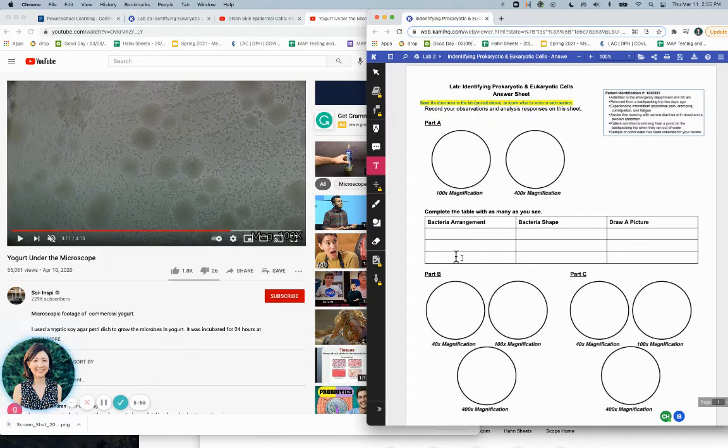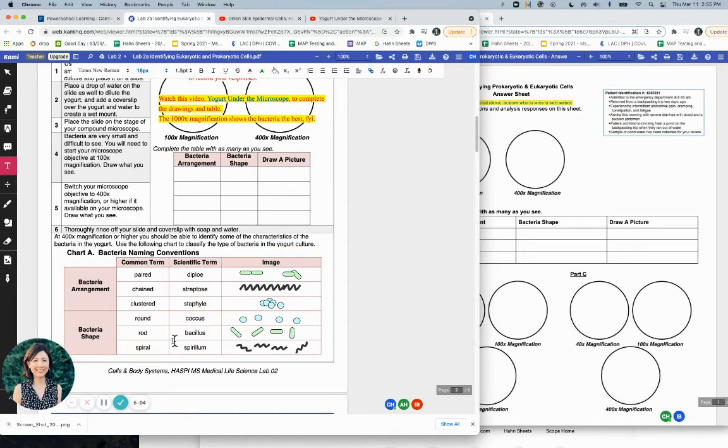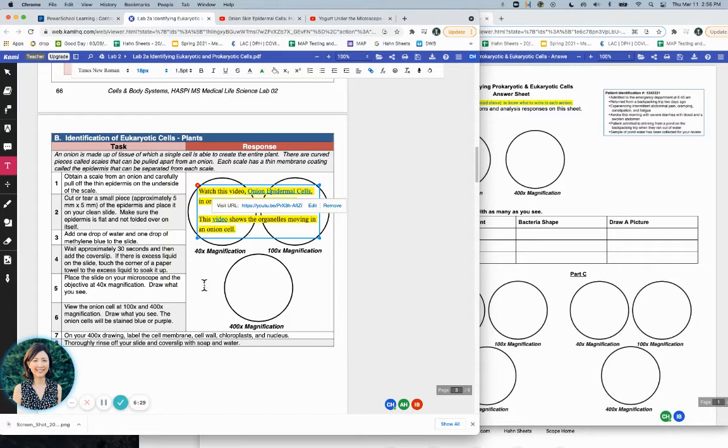So that's what you're going to do for part A. You don't have to fill in the whole table because it looks like we only were able to find the bacillus and the coccus bacteria. We didn't see spiral, and most of it was chained. Maybe we saw these in pairs, but I'm not sure. It was hard to see. Okay, and then you're basically going to do the same thing for each type of cell.